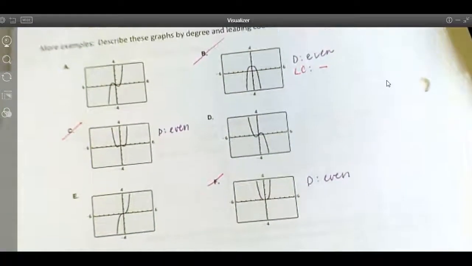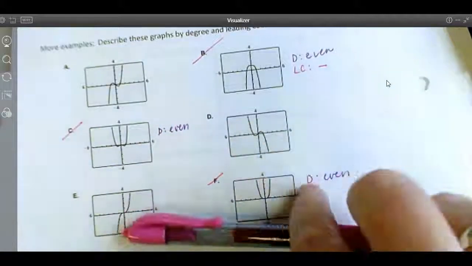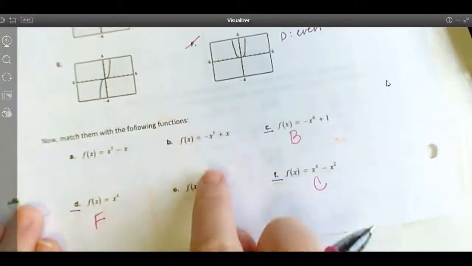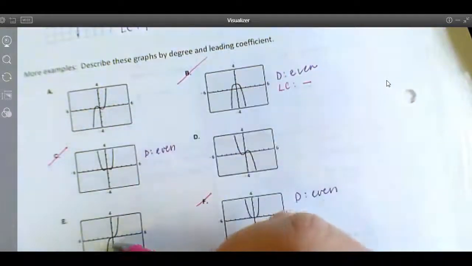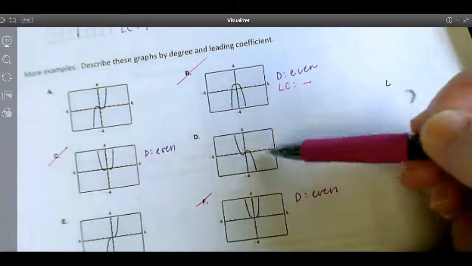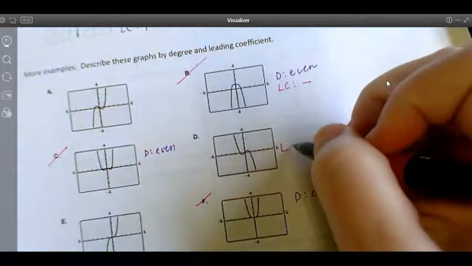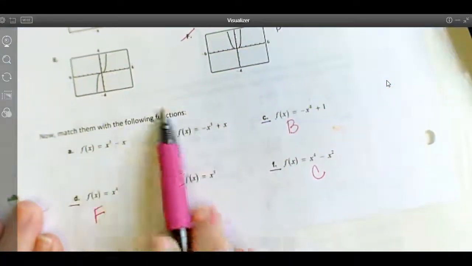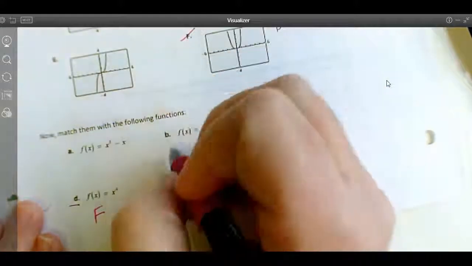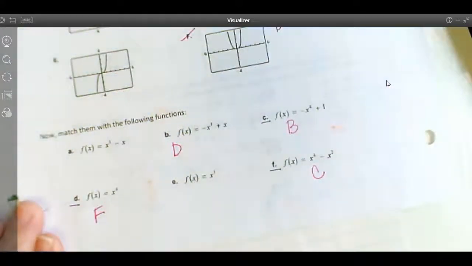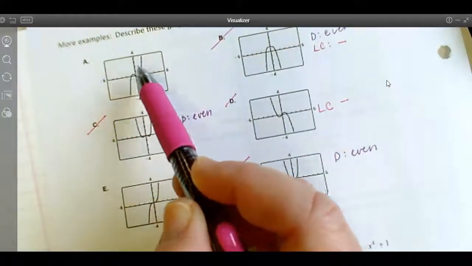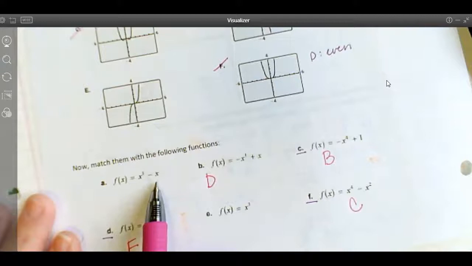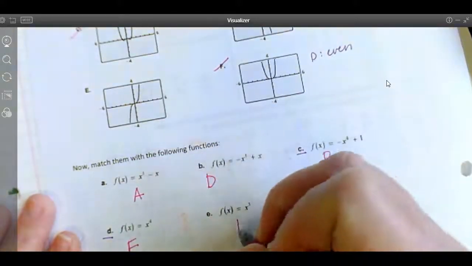Okay, let's look at the other three. These all have odd degrees because they're doing opposite things. This one's going up, this one's going up, this one's going down. This one's the different one. Because it's going down, I know the leading coefficient is negative, and the only one that has a negative leading coefficient is this one. So that has to be D. And then lastly, A and E. Both of these are just going up, but this one has some stuff going on. So that has to be A, and this one has to be E.